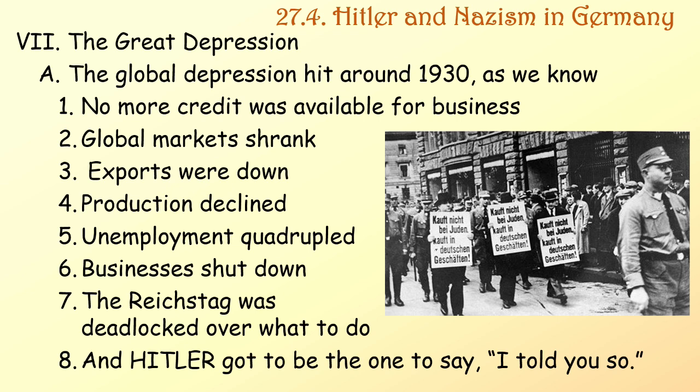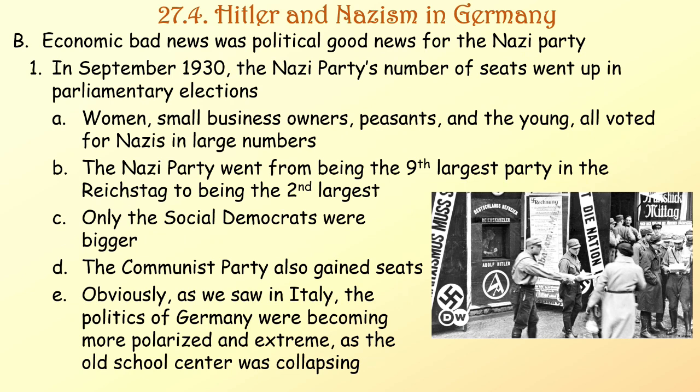And Hitler got to be the one to say, "I told you so." Economic bad news was political good news for the Nazi Party. In September 1930, the Nazi Party's number of seats went up in parliamentary elections. Women, small business owners, peasants, and the young all voted for Nazis in large numbers. The Nazi Party went from being the 9th largest party in the Reichstag to being the 2nd largest. Only the Social Democrats were bigger.